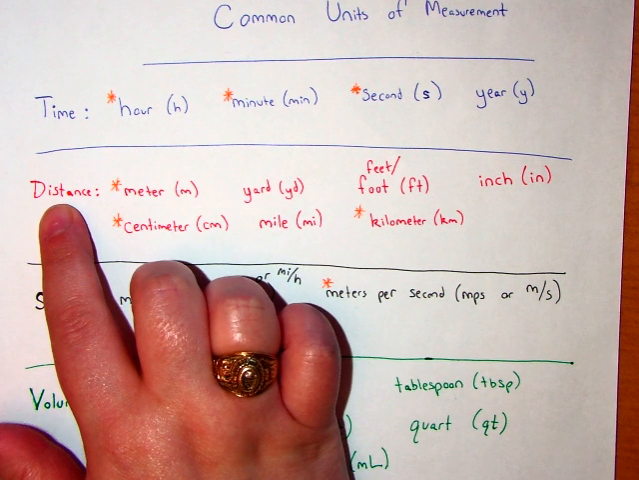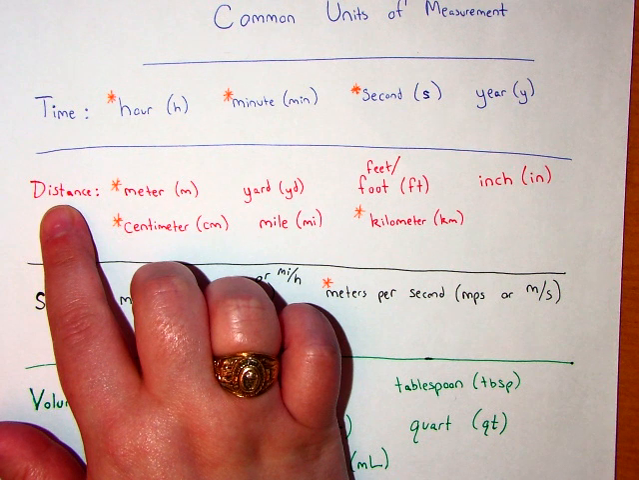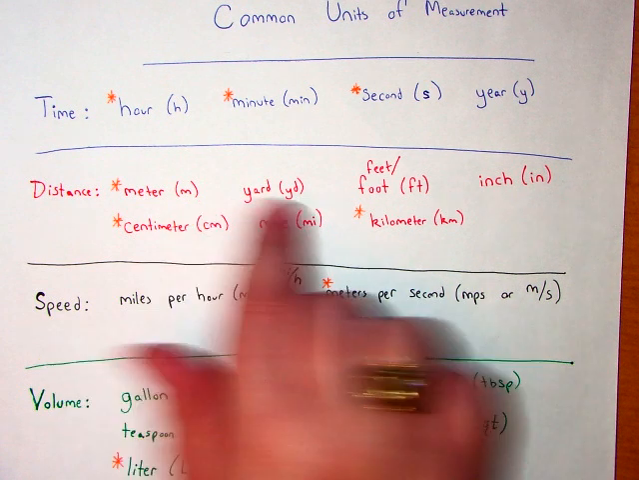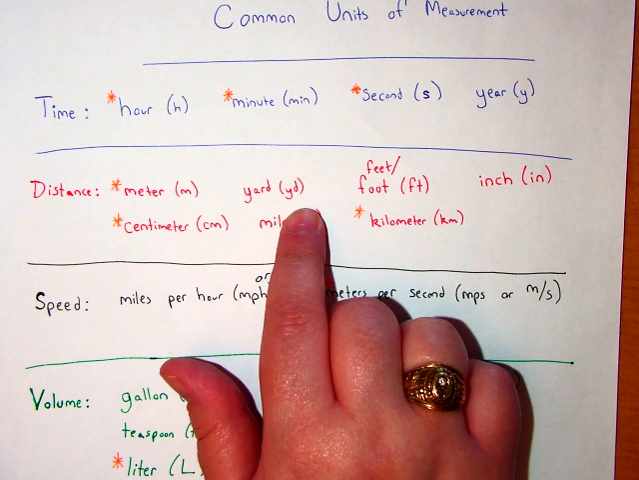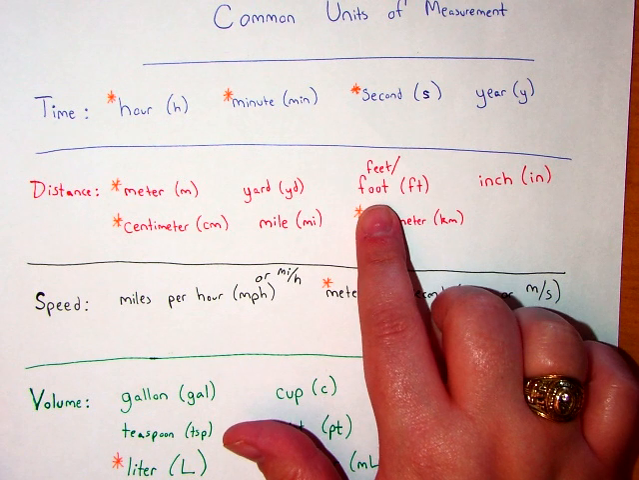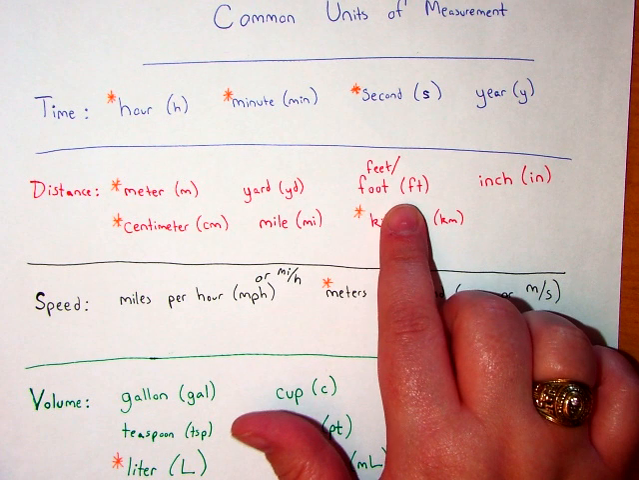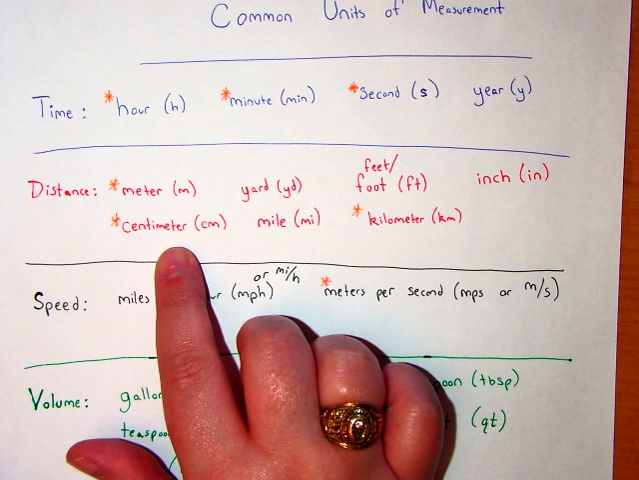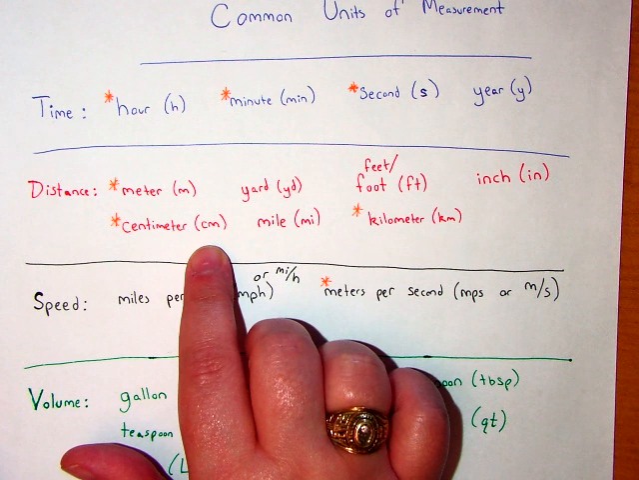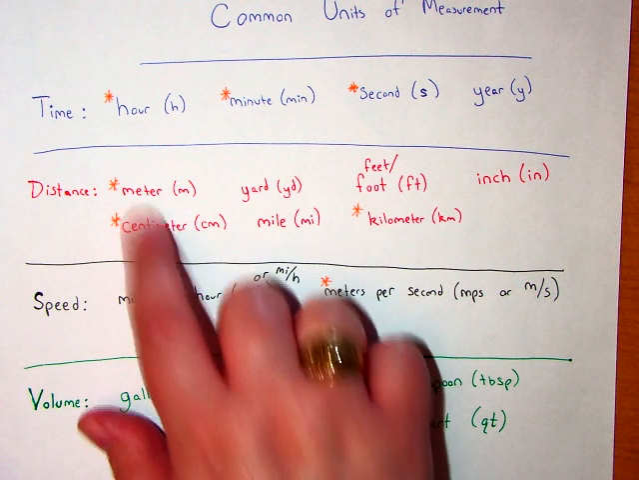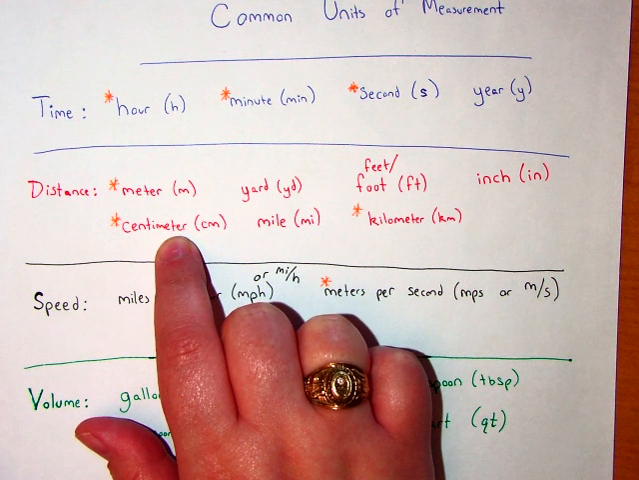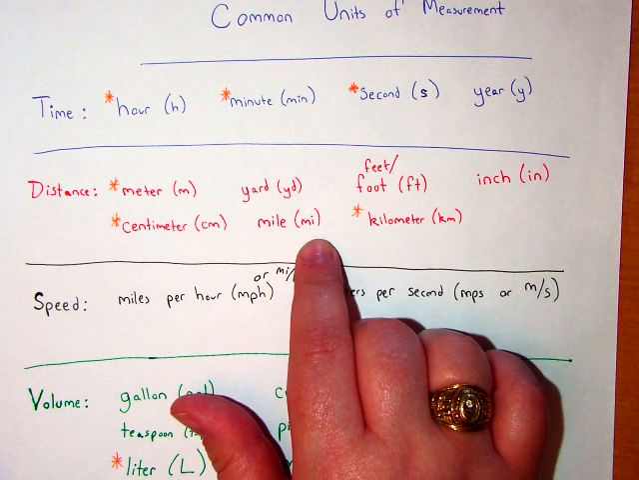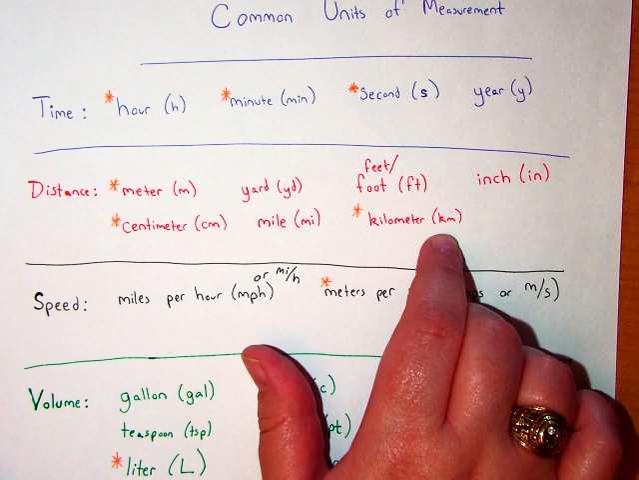The next category is distance. How long, how tall, how far is something. So our units of distance are going to be meter, lowercase m, yard, lowercase yd, feet or foot, lowercase ft, inch, lowercase in, centimeter, lowercase cm. Notice that even though meter is already up here, I went ahead and put centimeter because it's used that often that it gets a special recognition. Mile, lowercase mi, and kilometer, lowercase km.